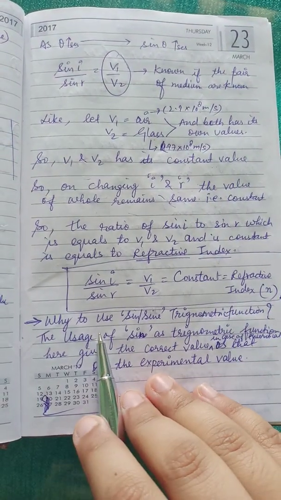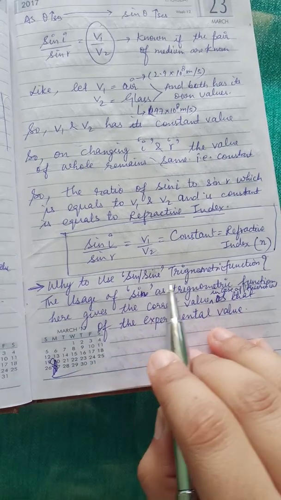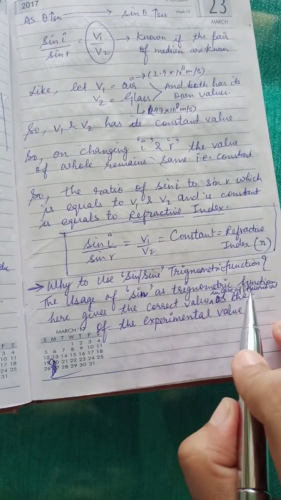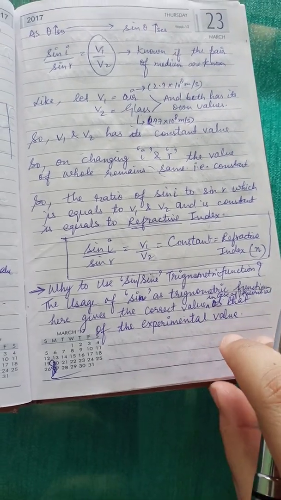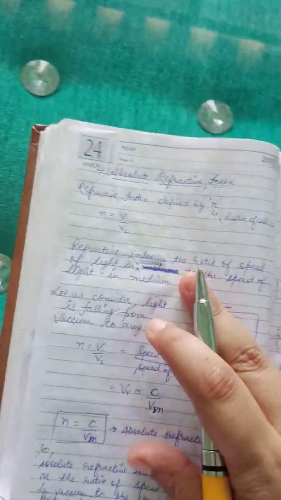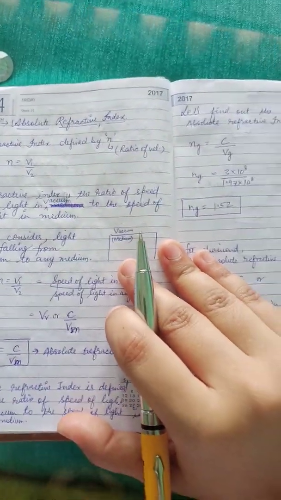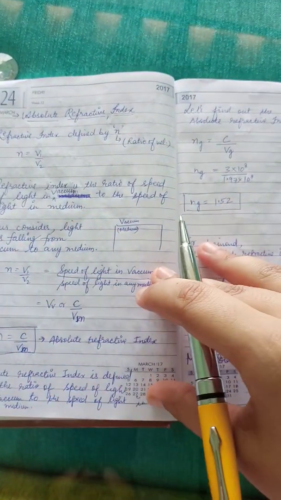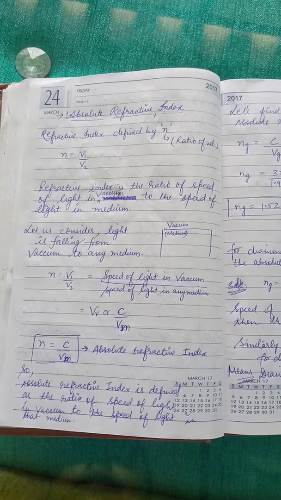I have mentioned for your benefit why we use the sine trigonometric function here, because its usage gives the correct value in case of theoretical as well as experimental values. Okay, now let's discuss absolute refractive index. Students, refractive index is not sufficient right there. It is categorized as absolute refractive index and relative refractive index.